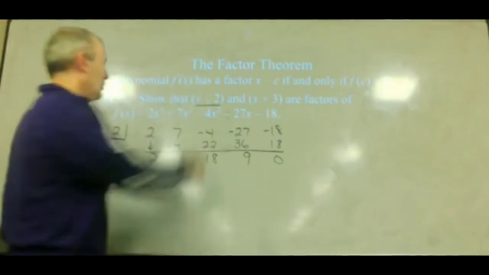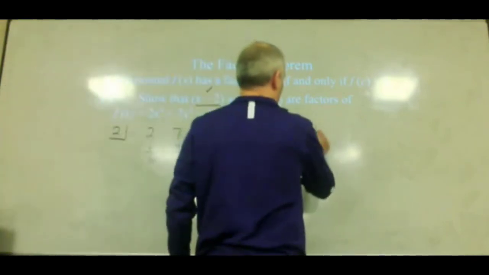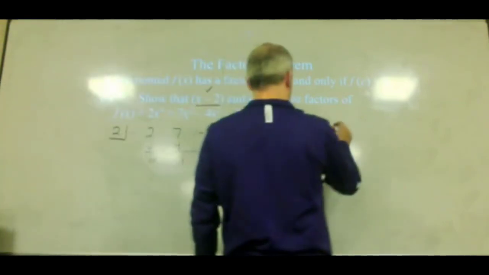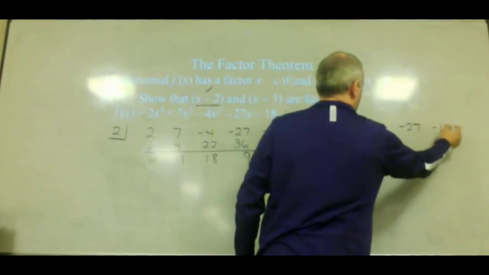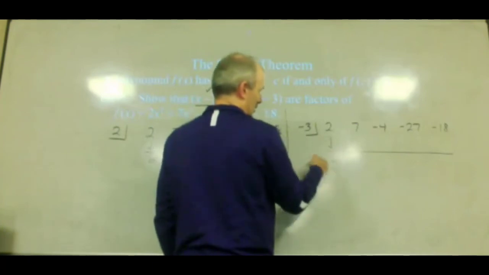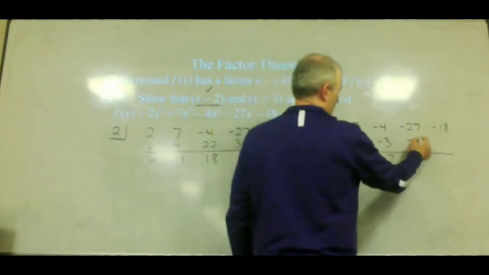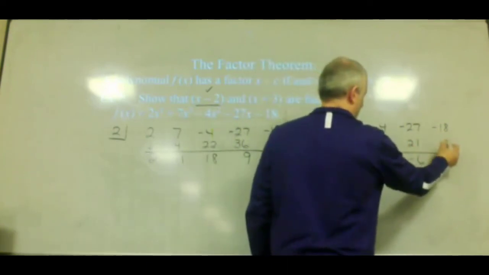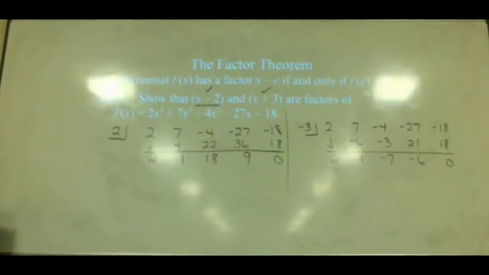Okay? So we've done this one. What do we have to do to show that that one's true? Negative 3. We just do the same thing with a negative 3. And so our numbers are 2, 7, negative 4, negative 27, negative 18. If you guys want to try that on your own, you can, but I'll do the numbers up here. Hopefully when you do that, you get the 0 at the end.